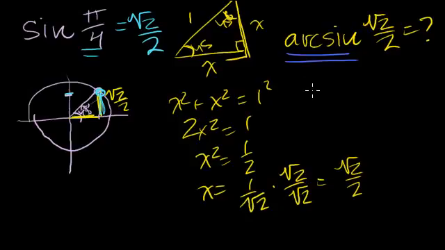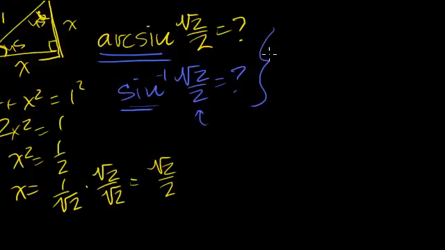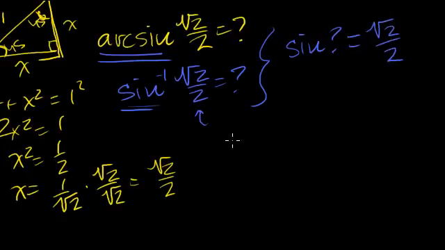This could have just as easily been written as, what is the inverse sine of the square root of 2 over 2? All this is asking is, what angle would I have to take the sine of in order to get the value square root of 2 over 2? I could rewrite either of these statements as saying, sine of what is equal to the square root of 2 over 2. And this, I think, is a much easier question for you to answer. Sine of what is square root of 2 over 2?